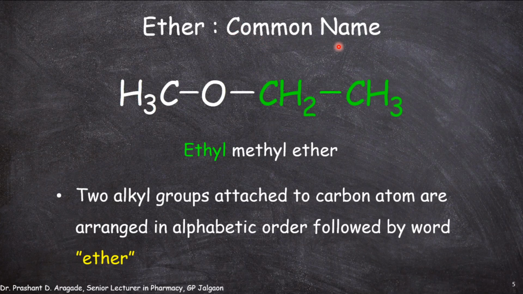While writing the common name, you have to separate each word by a space. But while writing the IUPAC name, you don't have to add a space between two words because the IUPAC name is written as one word.